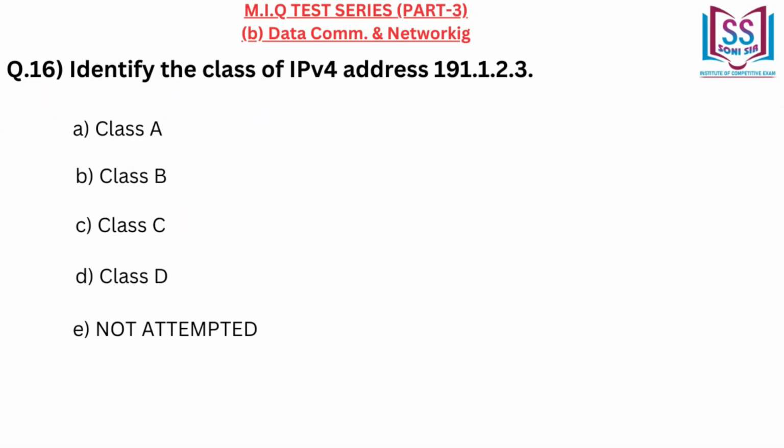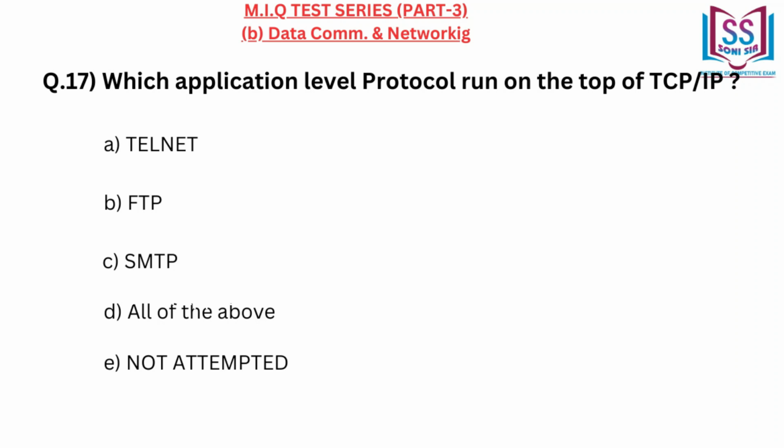Identify the class of the IPv4 address 191.1.2.3. A. Class A, B. Class B, C. Class C, D. Class D. Which application level protocol runs on top of TCP/IP? A. Telnet, B. FTP, C. SMTP, D. All of the above.